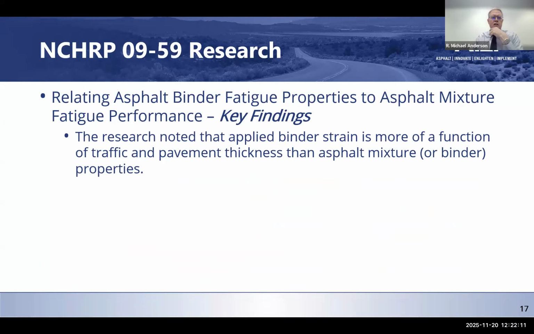So their key findings. One of the key things they noted was that applied binder strain is more a function of traffic and pavement thickness than asphalt binder or mixture properties. That's a caveat at the beginning. It basically says that what's going to cause the strain in the pavement, or the failure strain, is going to be thickness and traffic. Those are going to have a huge impact. But as I said, we're focusing on what's the binder's contribution.